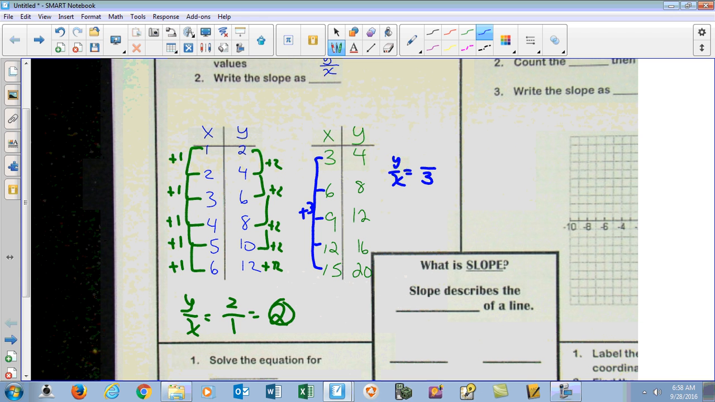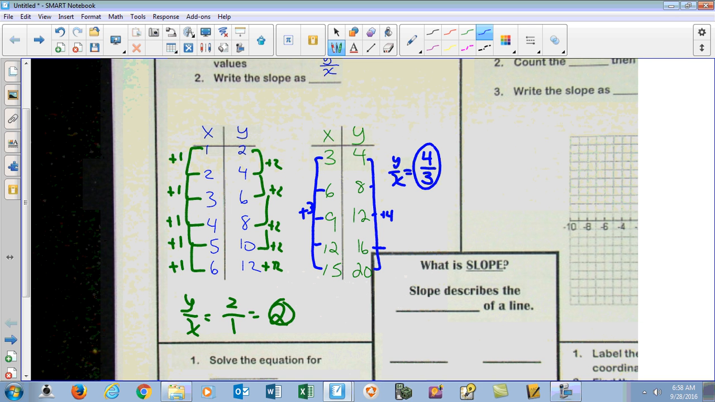Now on the right side, what do you notice about these values? The y values are going up by 4. And since we can't reduce that anymore, our slope for that table is 4/3. So it's finding the constant rate of change for y, finding the constant rate of change for x, and finding the slope is y over x. All right, so that's finding slope from a table. You'll be working on that today.